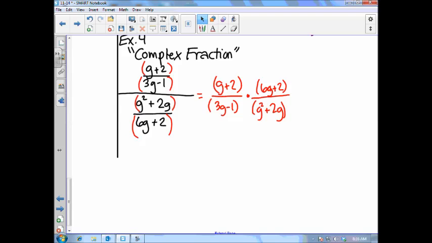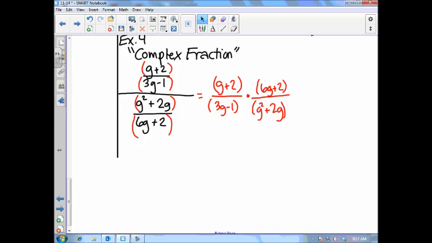Right. Which ones did you guys come up with to factor? 6g plus 2 and... I don't agree with that one. 3g minus 1. What could go into 3g and 1 besides 1? So, find the other one. It's not 3g minus 1. Yeah, because what do those have in common? What do they both have? G squared and 2g. What do they both have? They both have a g. So that's the right one.